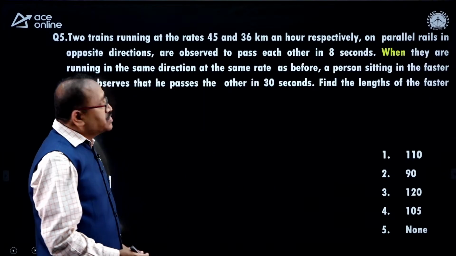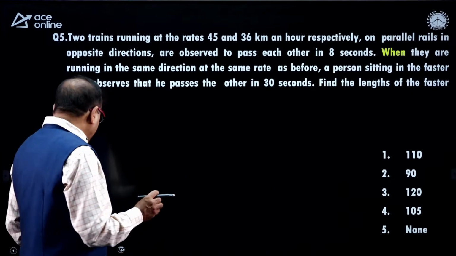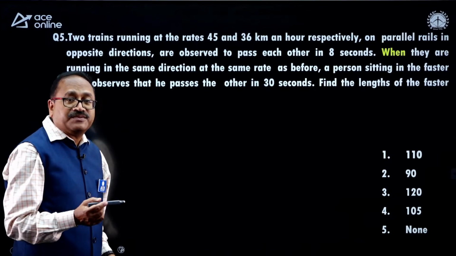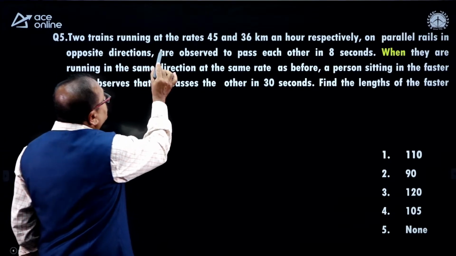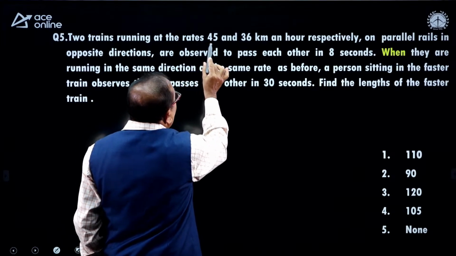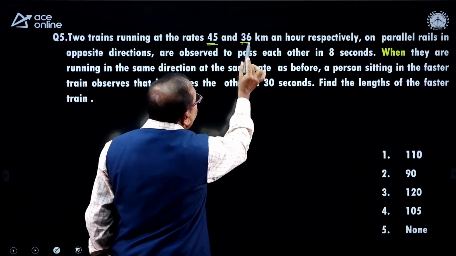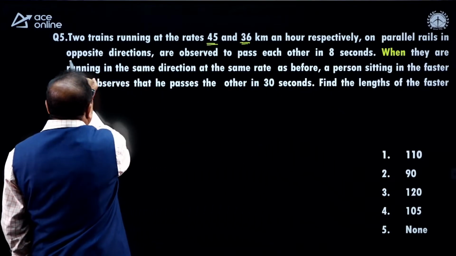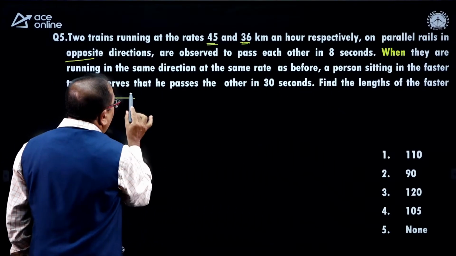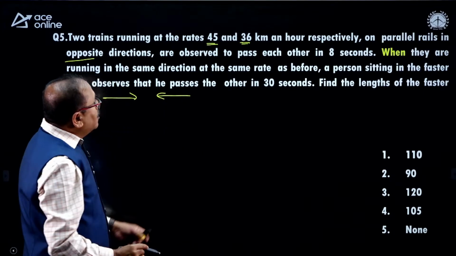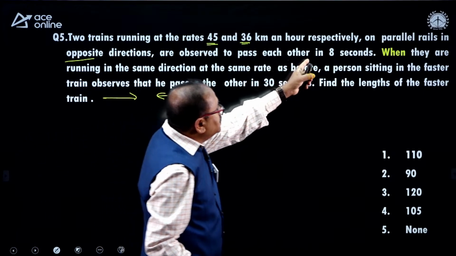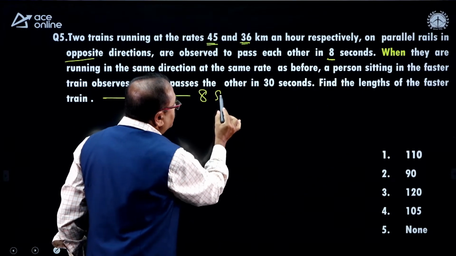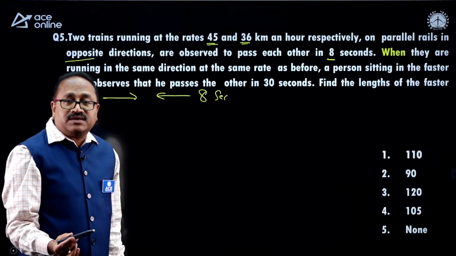And here is your next question. I am reading it, so you also focus on the facts which are needed to answer the question. Here, 2 trains at the rate of 45 and 36 kilometer per hour on parallel rails in opposite direction are observed to pass each other in 8 seconds. So when they are moving in opposite direction, it takes 8 seconds to cross each other.